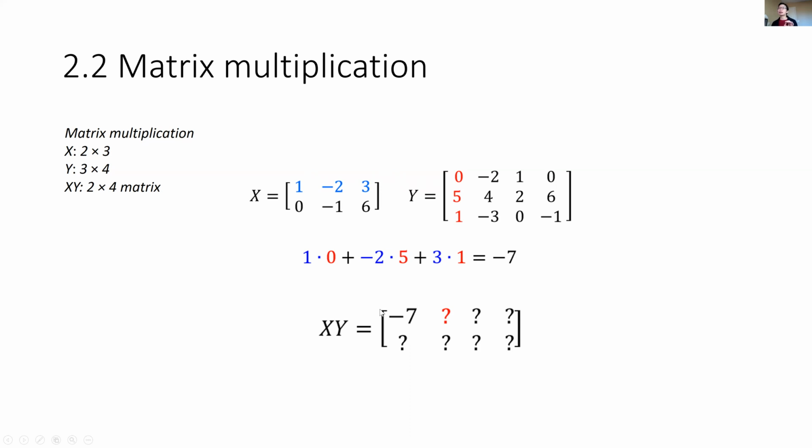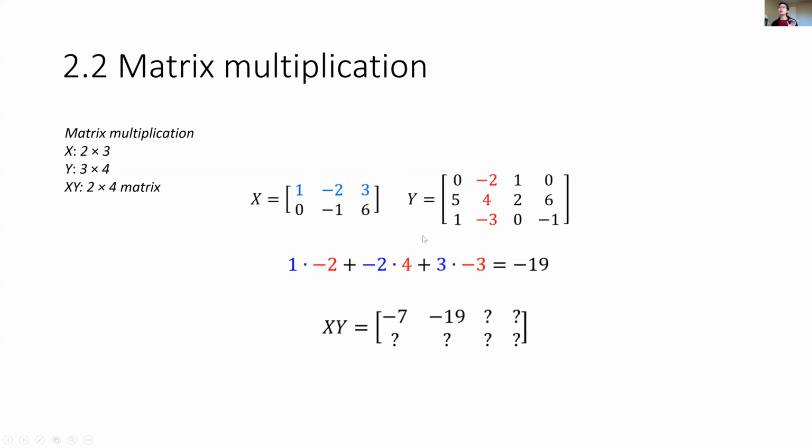So we take this first element. How do we fill out this -7? How do we know that's -7? We got it because this is the row 1, column 1 element. So we take row 1 from the first matrix and column 1 from the second matrix, multiply those numbers together element-wise, and add them up. So that's -7. We fill this out. And then we move to row 1, column 2. We take row 1 from the first matrix, column 2 from the second matrix, multiply those numbers together, add them up. That's -19. So therefore, this is -19.